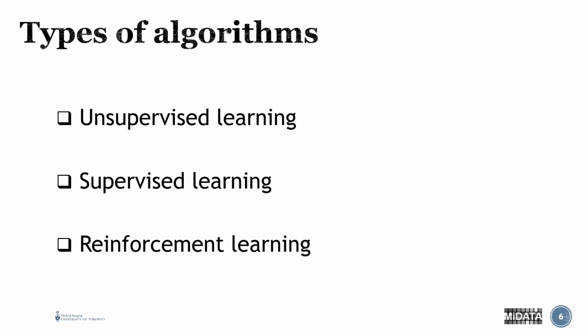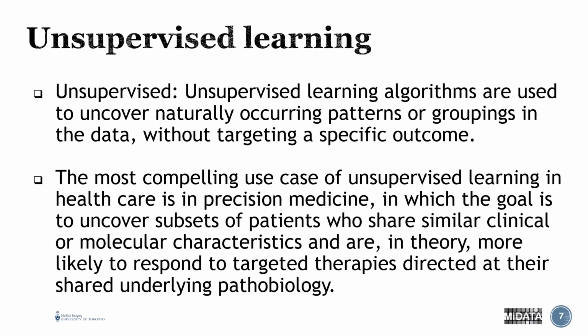Now, once again, there are basically three types of algorithms: unsupervised learning, supervised learning, and reinforcement learning. Let's talk a little bit more about these algorithms. Now, unsupervised learning algorithms are used to generally uncover naturally occurring patterns or groupings in your data. And this is without targeting a specific outcome.